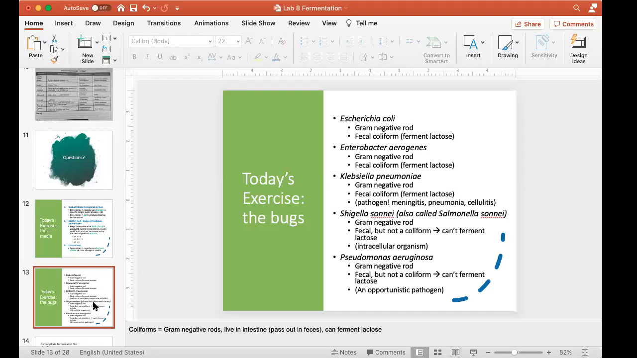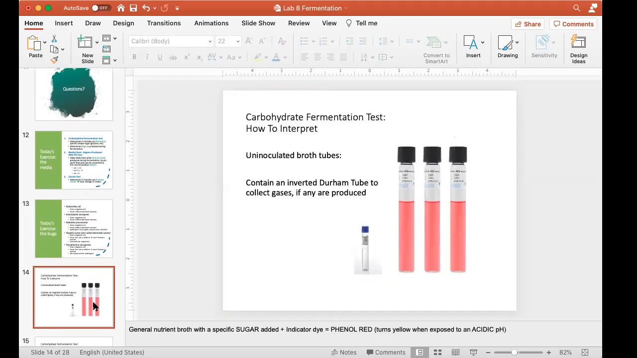Okay, so we've got 3 gram-negative coliforms, and we have 2 gram-negative non-coliforms. All of them live in the intestine. All of them, at least in certain strains, can cause disease. Now, the first test we'll look at is this carbohydrate fermentation test.